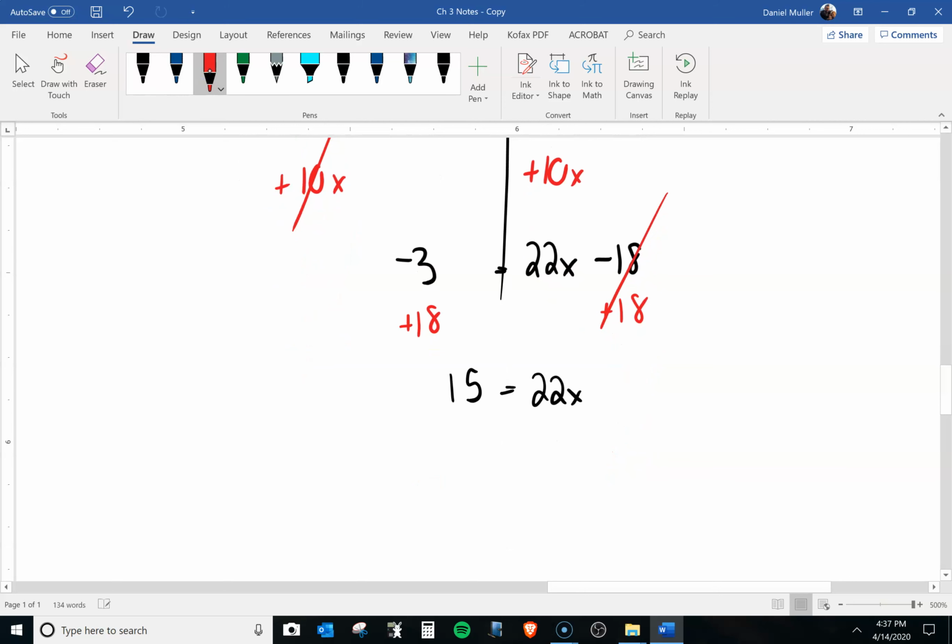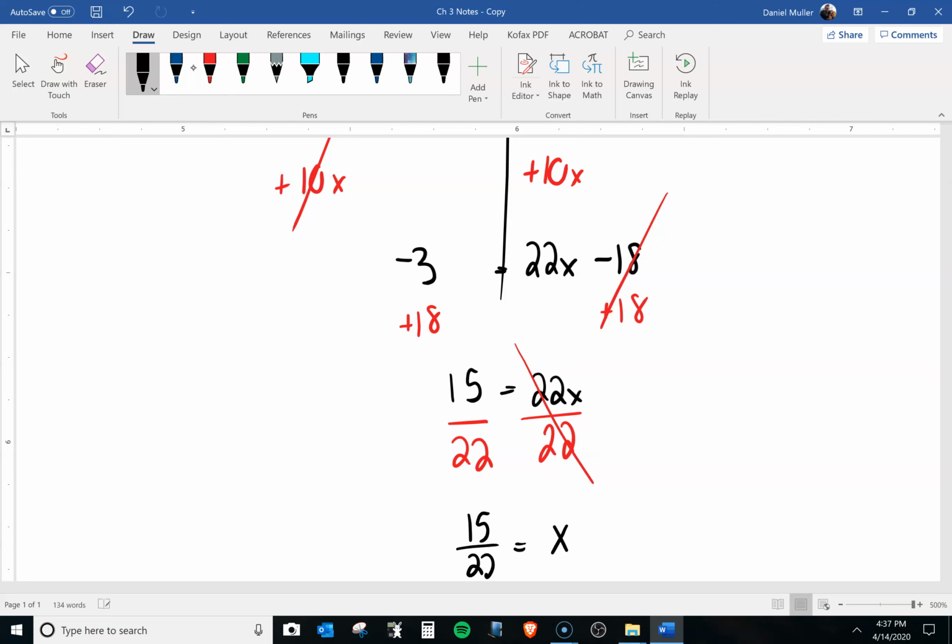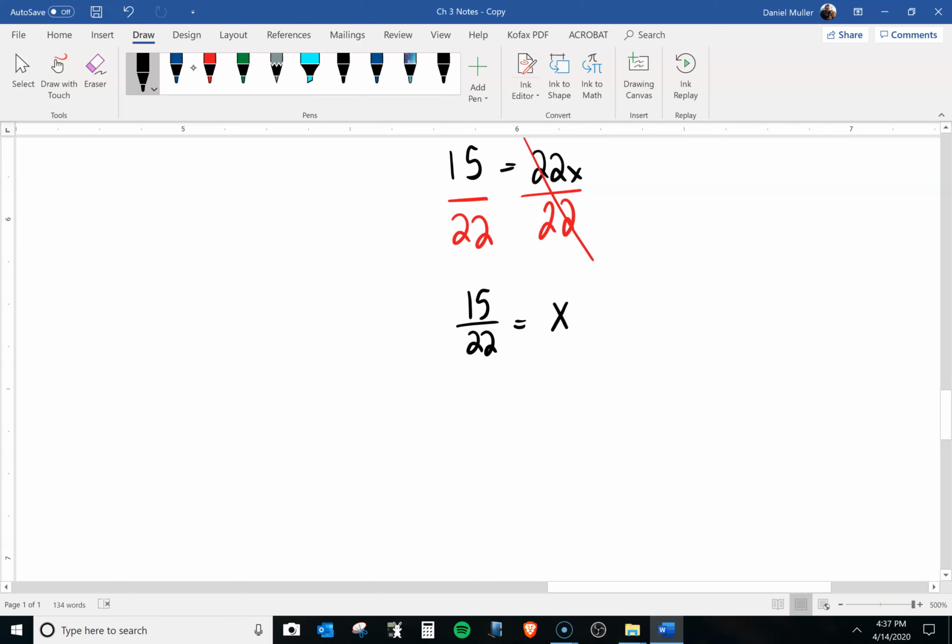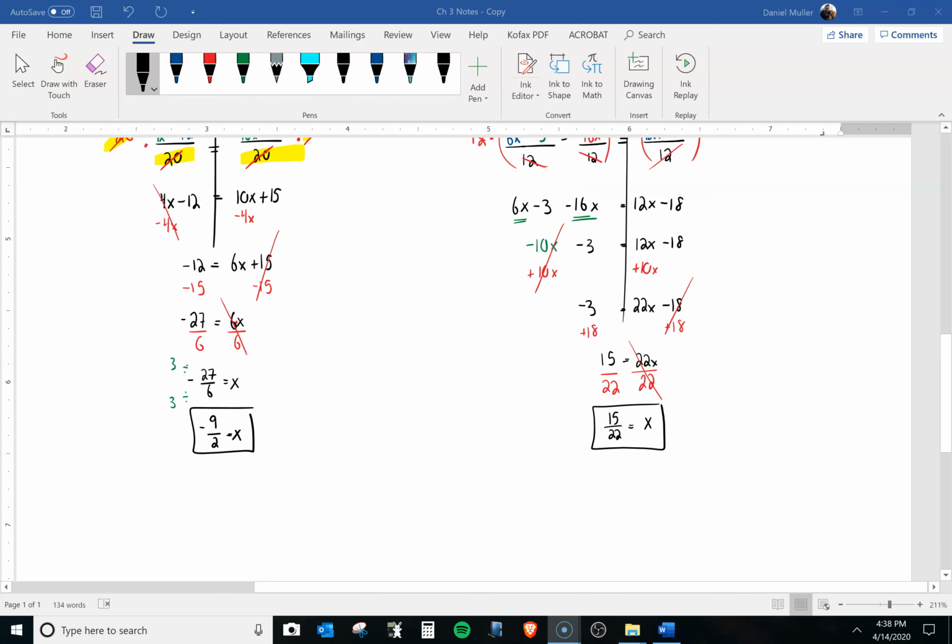And then I can divide by 22, divide by 22. That's gone. It looks gross. 22, and those can be gone. So on the right hand side there, I've got an x. On this side, I've got 15 over 22. Now, if I can reduce it, I should, but 15 can be divided by 3, 22 cannot, so I think that's it. I'll box this and just double check that. All right, that looks good.